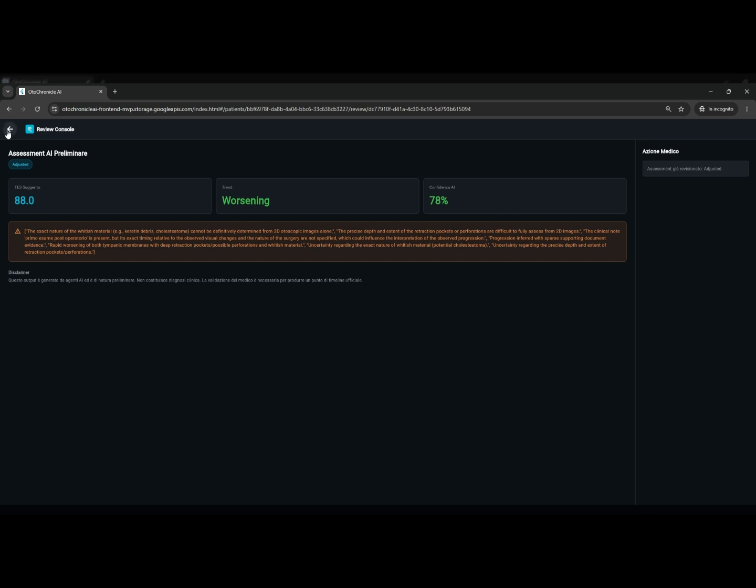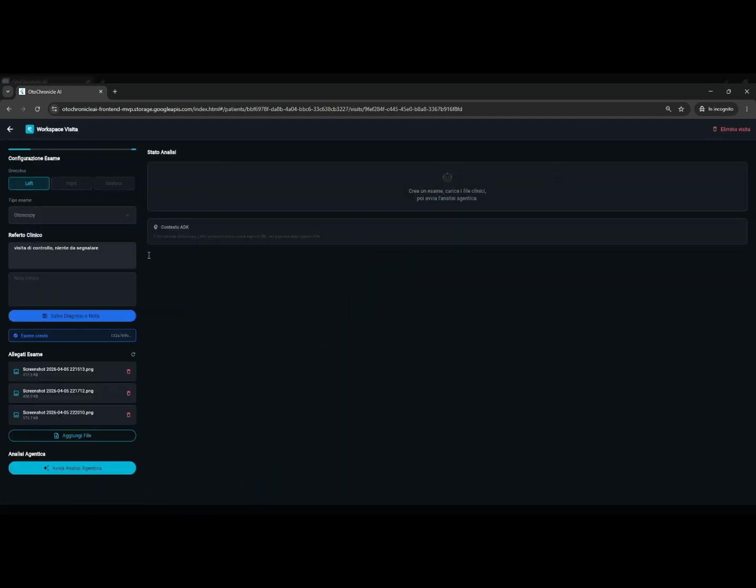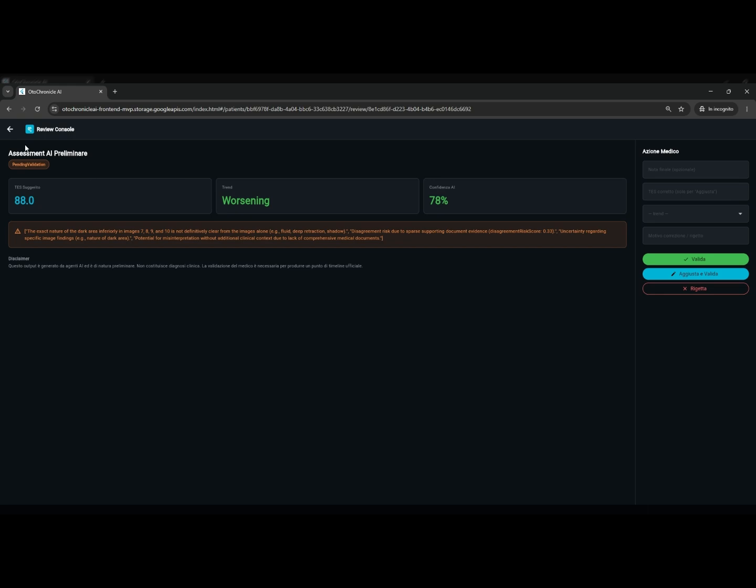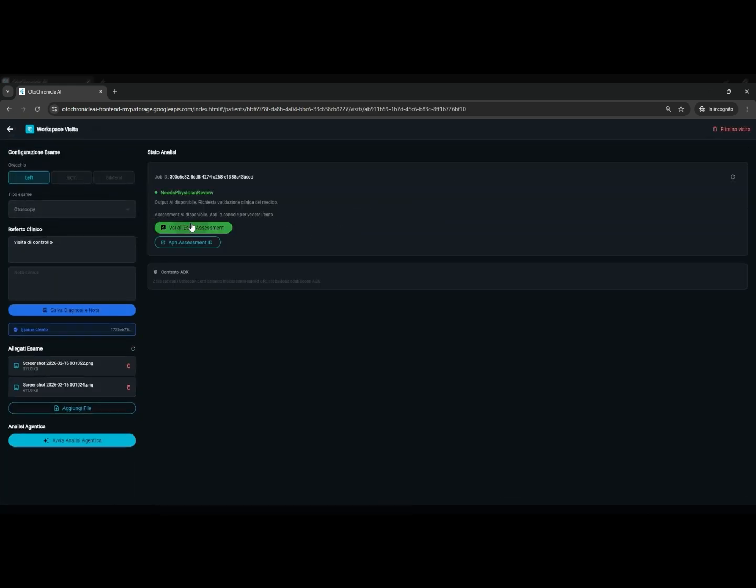OtoChronicle AI was born from a simple idea. Medicine is a story that unfolds over time, and AI must learn to read that story, not judge isolated frames. Our goal is not to automate the physician. It is to give them a longitudinal co-pilot that sees patterns the human eye can miss between visits months apart.